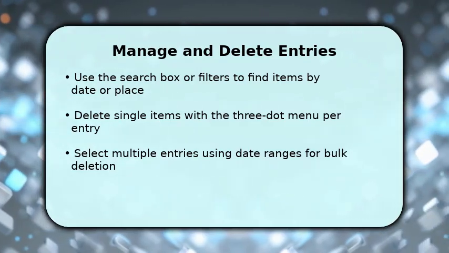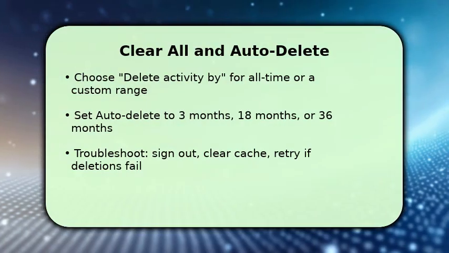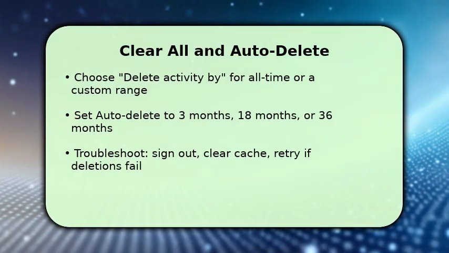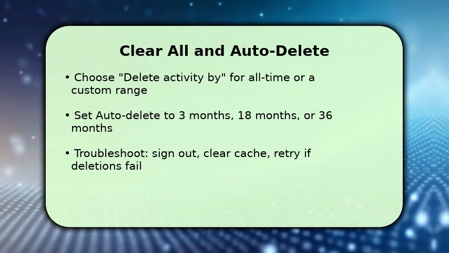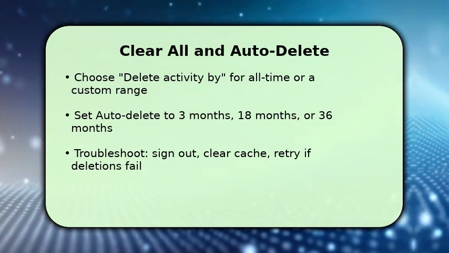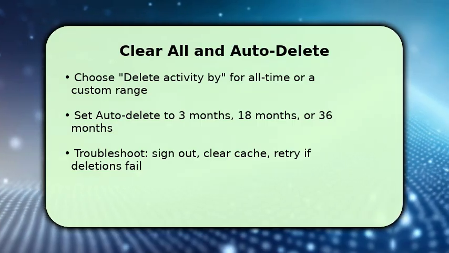Finish by selecting Delete Activity By to remove everything or a custom range. Choose All Time if you want a clean slate. Then set Auto Delete to your preferred retention period, such as 3 months, so future searches expire automatically.